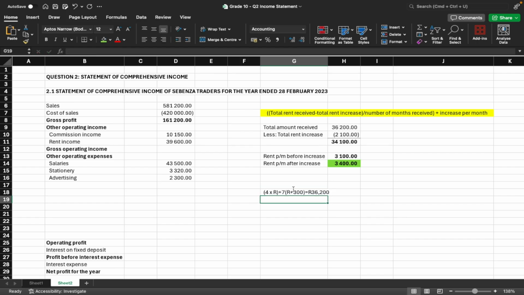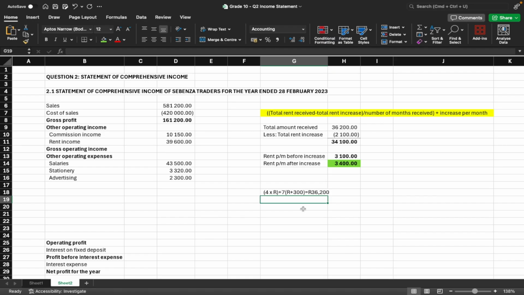So that's my formula. If I work out this formula, I'll be able to get my answer. So 4 times r, meaning how much I received before the increase, and then we add the number of months for which I received the rent after the increase, multiplied by the r, which is the rent income per month before the increase, plus the increase of 300 rand, and that gives me 36,200 rand.